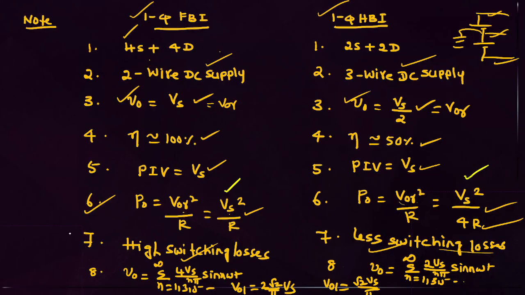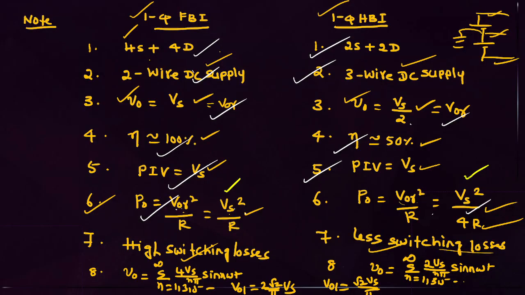And finally, what are the differences between the single phase half bridge inverter and the single phase full bridge inverter? I already told you: 4 switches and 4 diodes versus 2 switches and 2 diodes, 2 wire DC supply versus 3 wire DC supply. Here V0 RMS equals Vs, but here only Vs by 2. 100% efficiency versus 50% efficiency. Peak inverse voltage is Vs, here also Vs. What is the output power, students? V0 RMS square by R, but here V0 RMS means Vs. What is V0 RMS in the full bridge inverter? Vs. But what is V0 RMS here? Vs by 2. If you substitute, Vs square by 4R, but here it is Vs square by R.